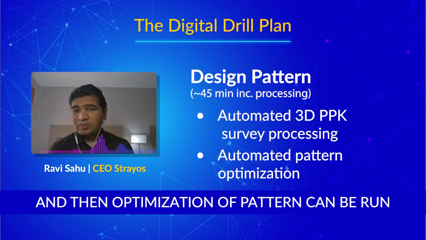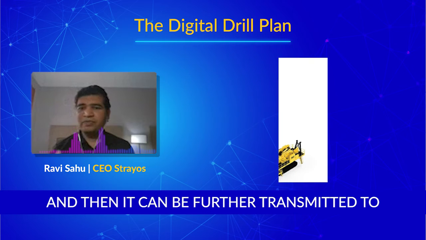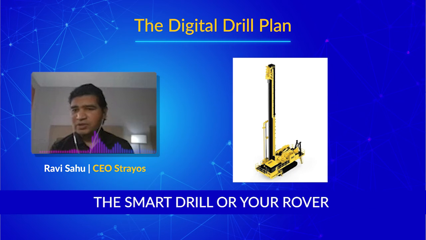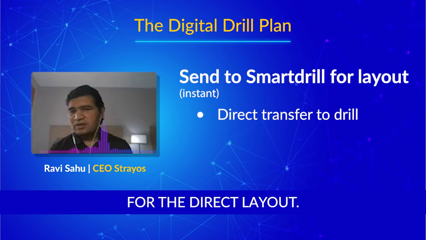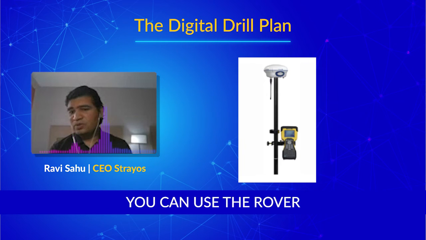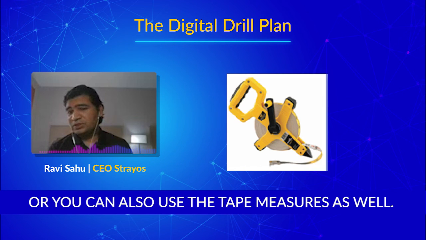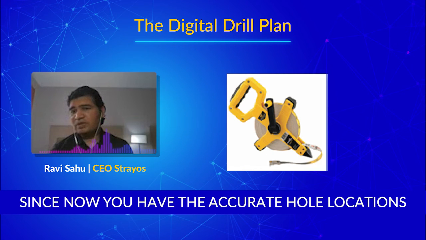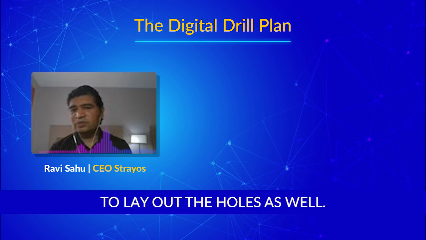And then optimization of the pattern can be run to get your accurate drill hole positions, and that can be further transmitted to the smart drill or your rover or any other devices that you have for the direct layout. So no reformatting required. You can use the rover if you have one, or you can also use tape measures as well. Since you now have the accurate hole locations, you can easily measure to lay out the holes as well.